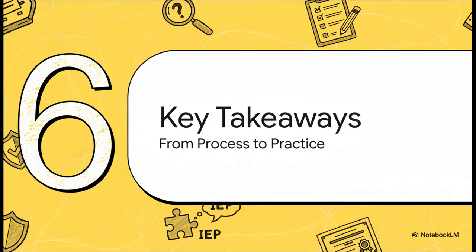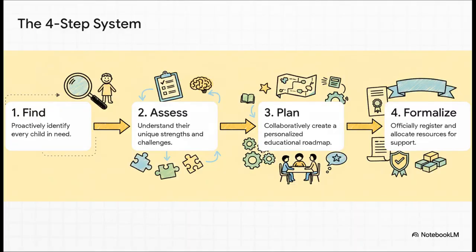Okay, so let's zoom out for a moment and recap what this whole 4-step process really means in practice for creating a truly inclusive educational environment. When you boil it all down, it's a powerful and logical system of care. First, you find the child, making sure no one is invisible. Then, you assess their unique profile. Next, you plan their educational journey with a dedicated team. And finally, you formalize that plan to guarantee they get the support. You see, each step is essential and builds directly on the one before it.